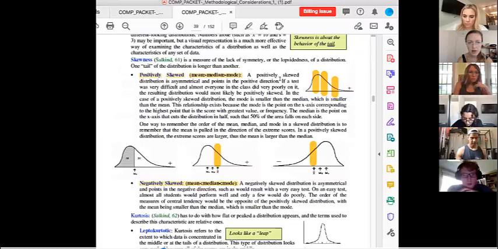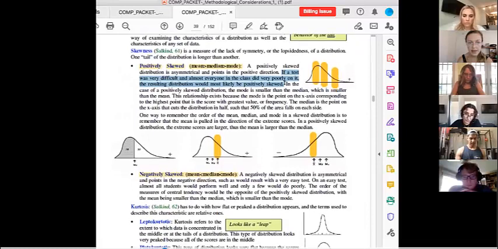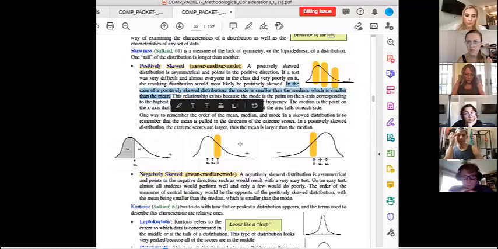So if a test is very difficult and almost everyone in the class did poorly on it, it's going to look like this, because there are going to be much more people bunched around the lower end, right? If this was, whatever, 50 to 100 on the bottom. And that changes here. In the case of a positively skewed distribution, the mode is smaller than the median, which is smaller than the mean. So maybe just go over that.